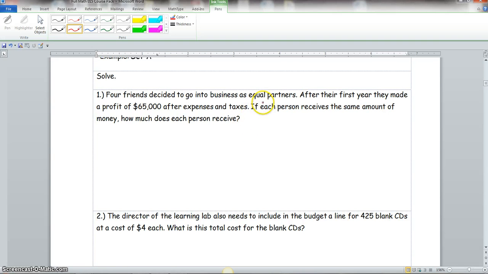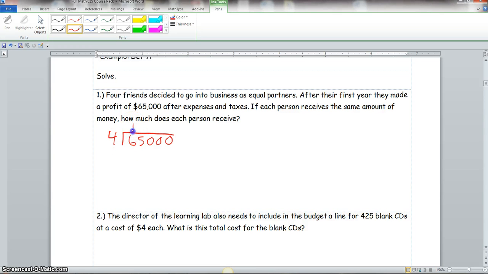If each person receives the same amount of money, how much does each person receive? Now, they went in as equal partners, and it's 4 of them. They made $65,000, and they want all of them to get the same amount of money. So of course we would take 4 into 65,000. This is a division problem.